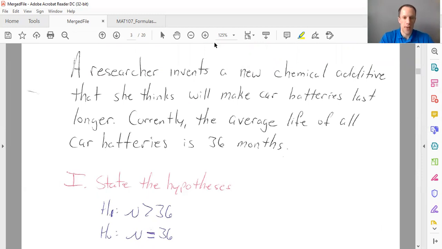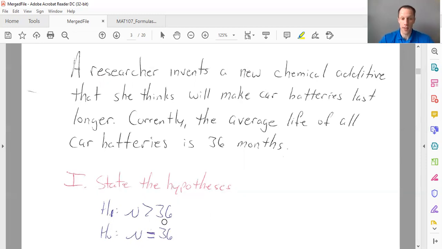Okay, the first thing that we've got to do is state our hypotheses. Notice I say hypotheses plural because we're going to state both the alternative and the null hypothesis. So here the researcher thinks that if she puts this new chemical into car batteries, the average life of batteries will be greater than 36 months, which is the current value. So expressing that mathematically, we might say the population mean, that's Greek letter mu, is greater than 36.